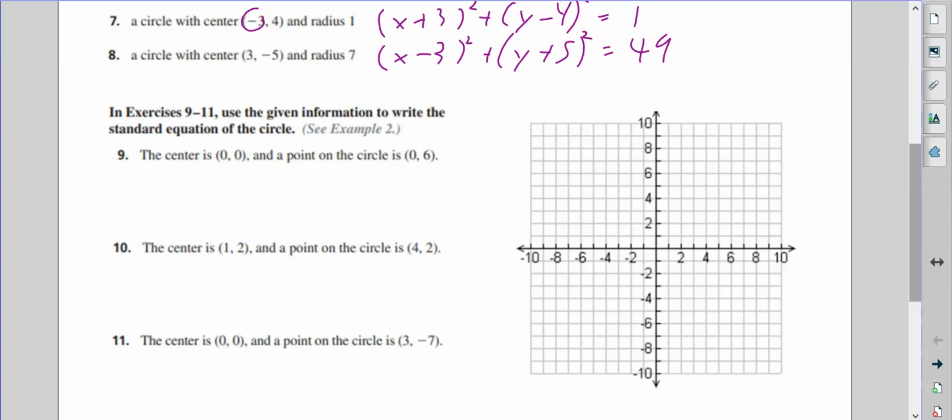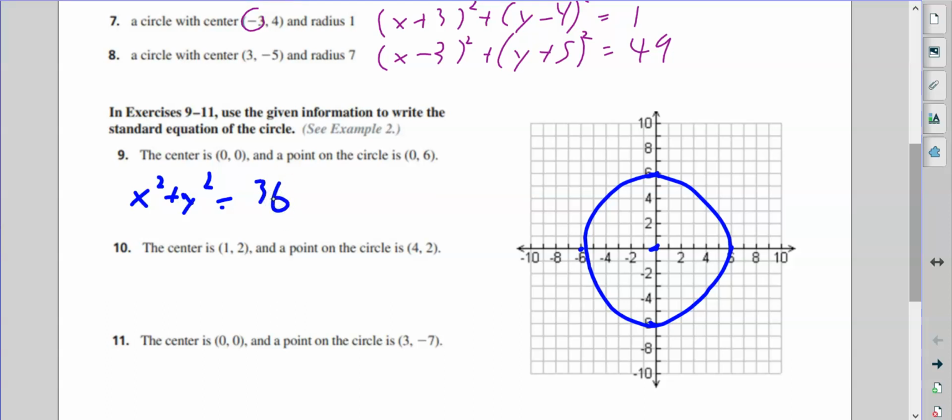All right, so for number 9, we're going to use this graph over here to help us. The center is at 0, 0. All right, and a point is at 0, 6. Well, that means it's going to be here, here, and here. So our center is at 0, 0, so that's easy. That's x squared plus y squared equals, now we just need the radius. Well, that's obviously 6, because it's 6 spaces, so 36.